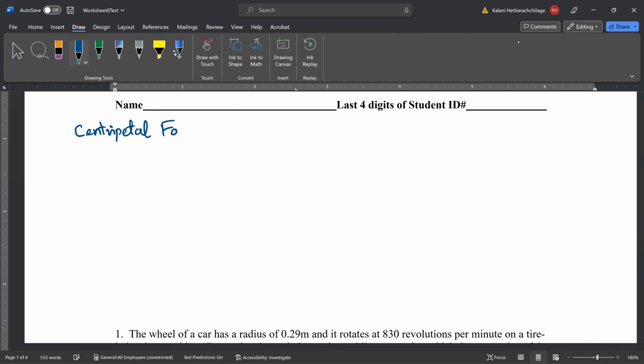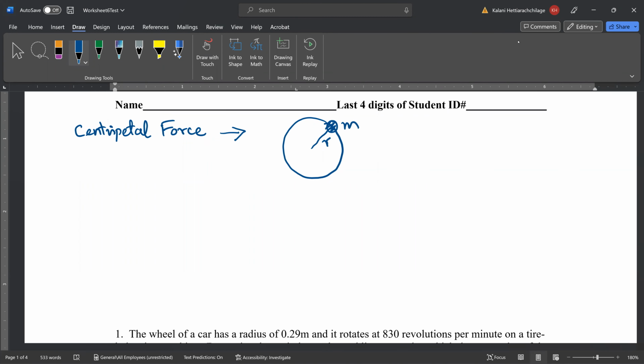Centripetal force is a new kind of force that appears when an object is in circular motion. Say I have an object moving on a circle, mass m, and the radius of the circle is r. Now when this object is moving on a circle, there is a force towards the center, and we call it the centripetal force.